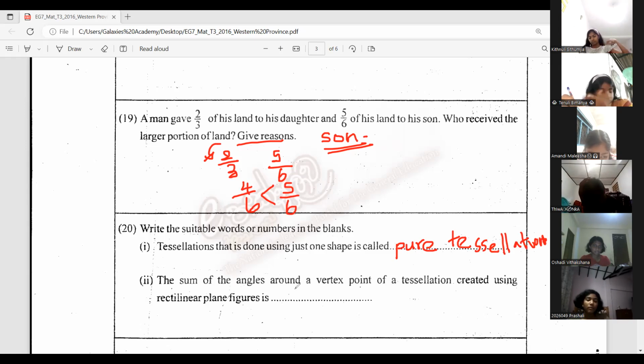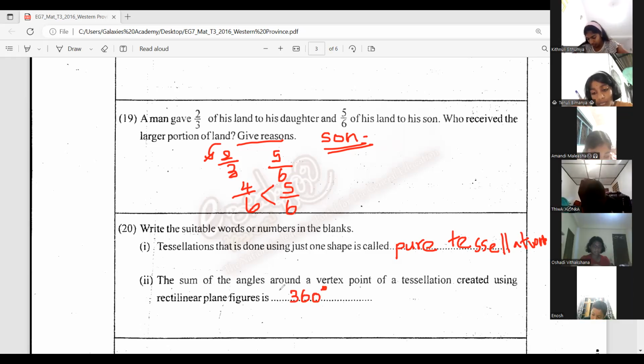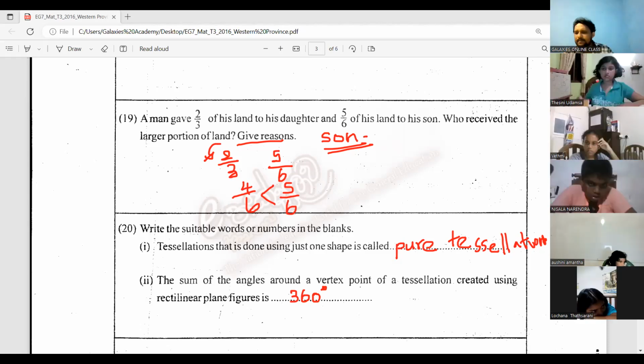The sum of the angles around a vertex point of a tessellation created using rectilinear plane figures is, what is the answer? 360 degrees. Yes, 360 degrees. Right? You studied, I think, in the last lesson of grade 7, tessellation. Last or before the last lesson. Right? Take it again, the pure tessellation.